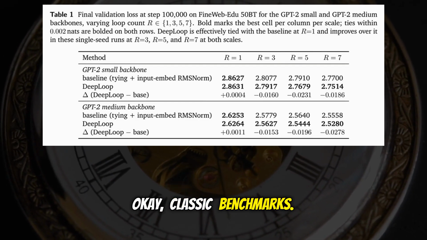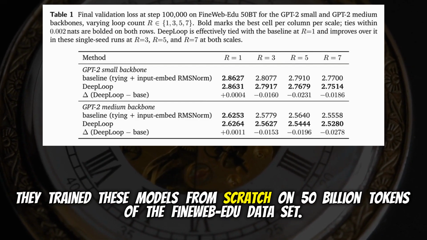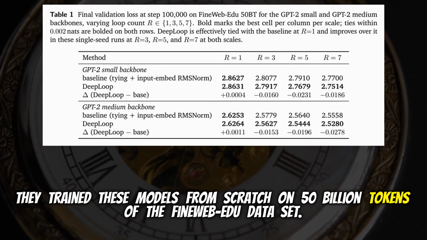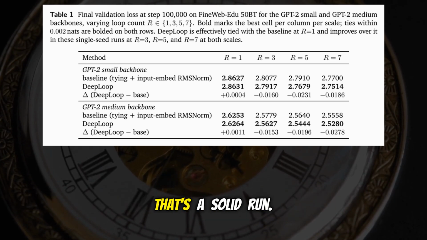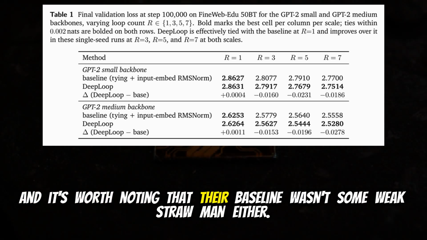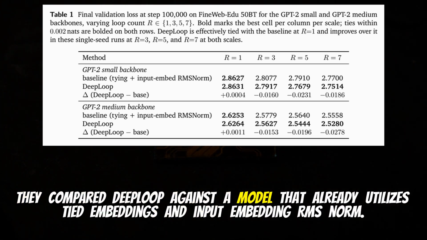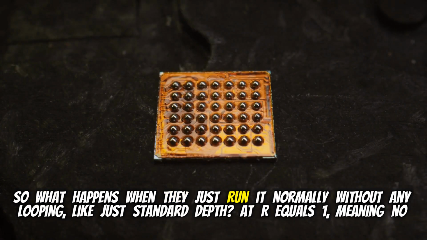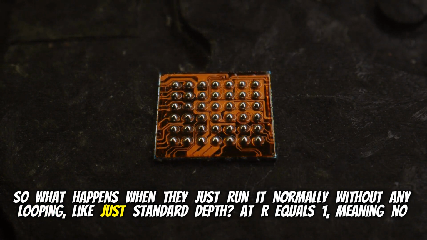Okay, classic benchmarks. Yeah. They trained these models from scratch on 50 billion tokens of the FineWeb-Edu dataset. That's a solid run. And it's worth noting that their baseline wasn't some weak straw man either. They compared DeepLoop against a model that already utilizes tied embeddings and input embedding RMS norm. Good. So what happens when they just run it normally without any looping, like just standard depth?